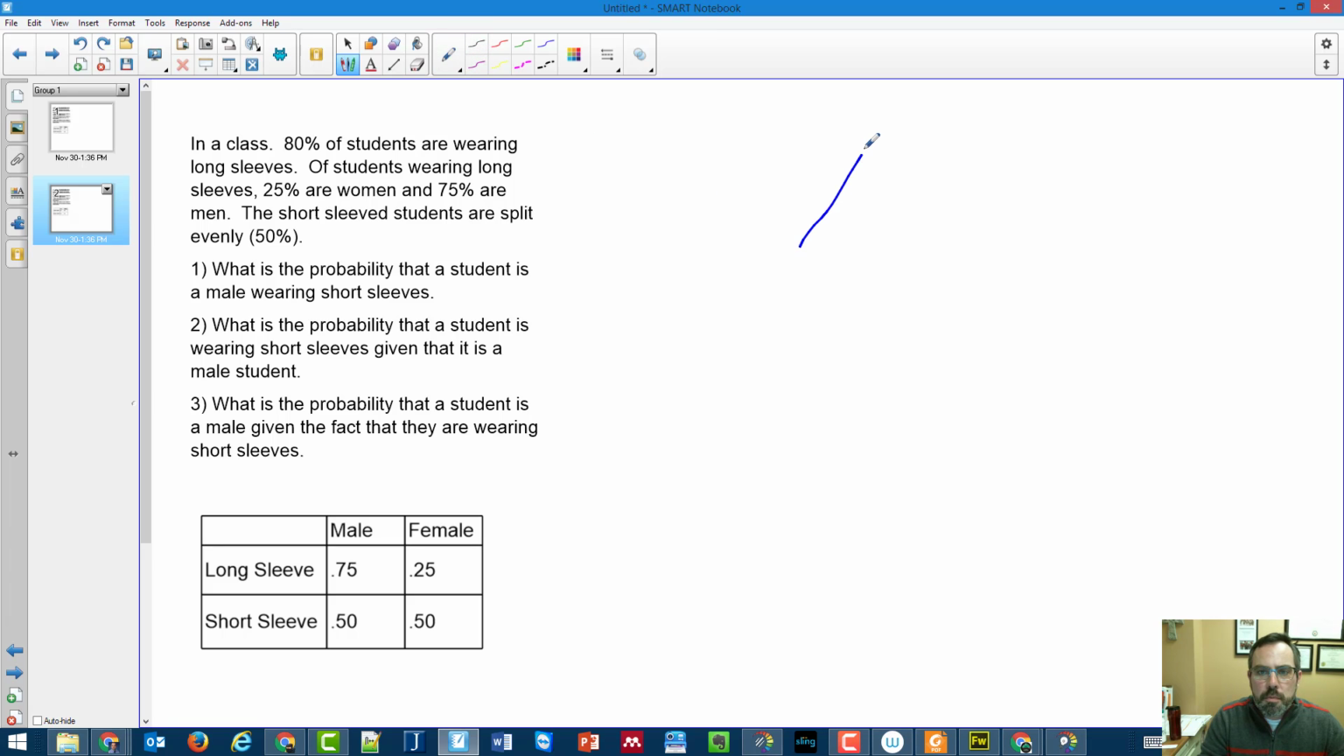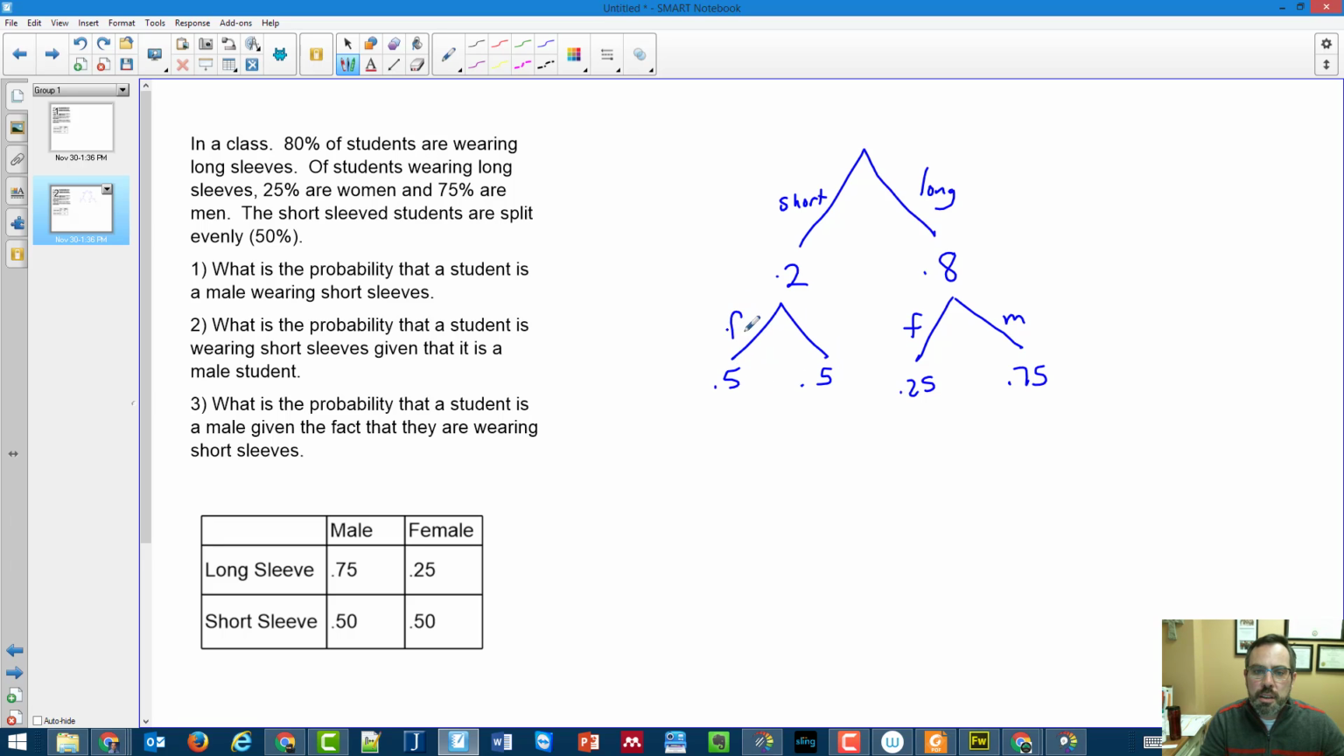So here is my first part of this decision, and it's 20% short sleeve and 80% long sleeve. That's these numbers up here. 80% of students are wearing long sleeves. So here's my long sleeve and here's my short sleeve. Once I go to the next step, of these 80%, it's split 25 and 75%. So this is female and this is male. Over here I have the same thing, but it's split 50-50, female and male.